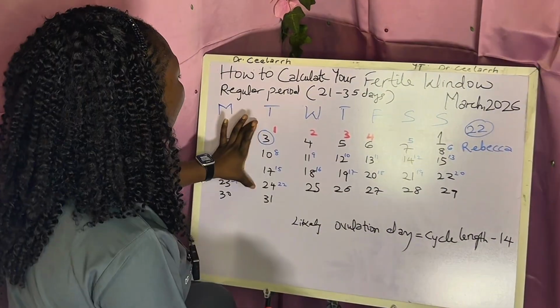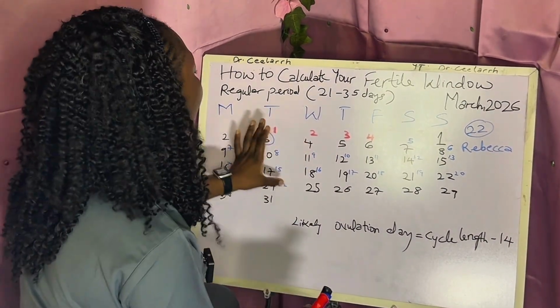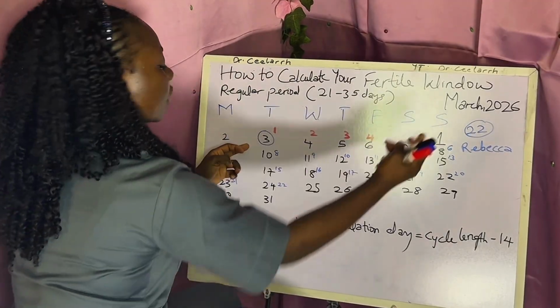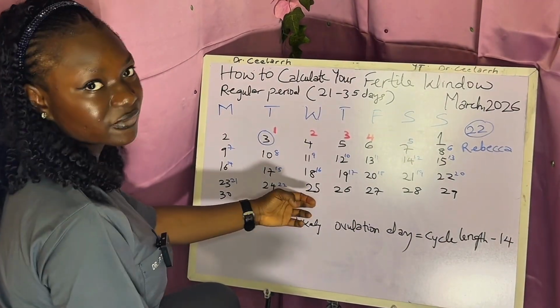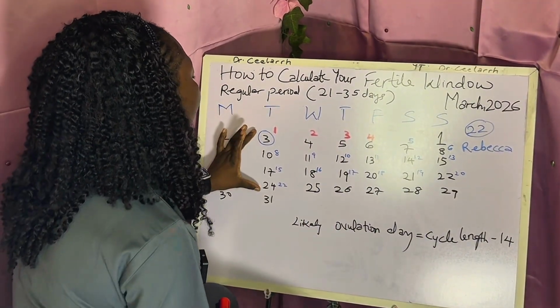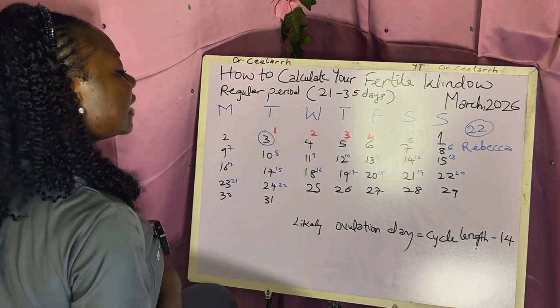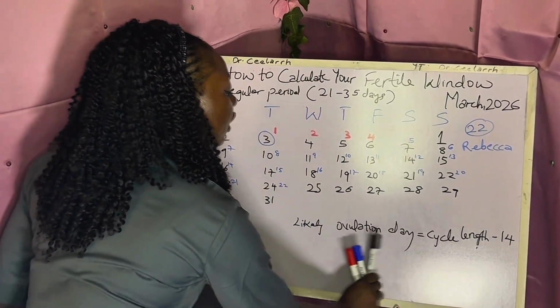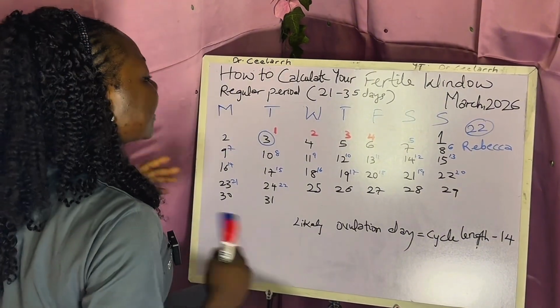Okay, since she has a 22-day cycle, remember that we shifted by 1. So even though we're having 22-day cycle, the first day of the next cycle is also going to fall on the 25th, like that other one. So don't get confused. Okay, so now we calculated her cycle length. We already have this. And now we said that likely ovulation day is equal to cycle length minus 14 days. So let's calculate and see.